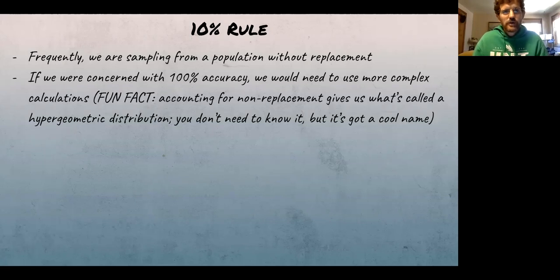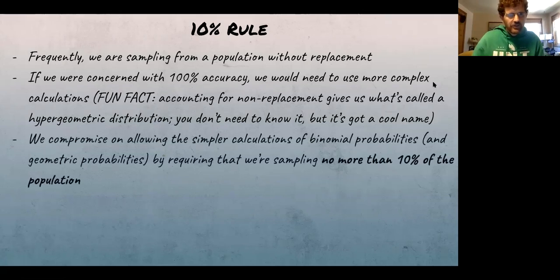Okay, if we wanted to be 100% accurate, we could use more complex calculations, more complex statistics, and there's what's called a hypergeometric distribution, like it says. We're not going to go into more detail on it, but it's got a cool name. All right, you can learn about hypergeometric distributions when you go off to college and you continue studying stats, because that's what you'll all do, right?